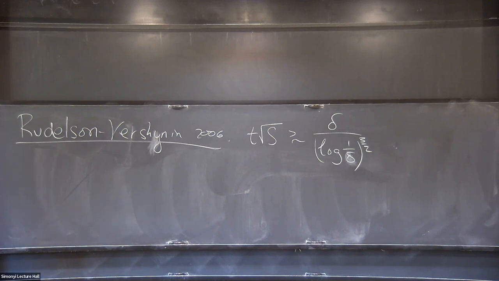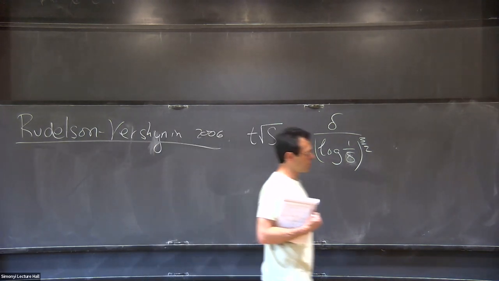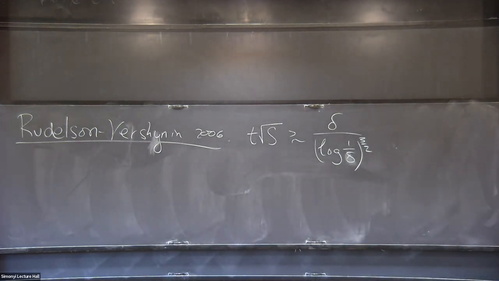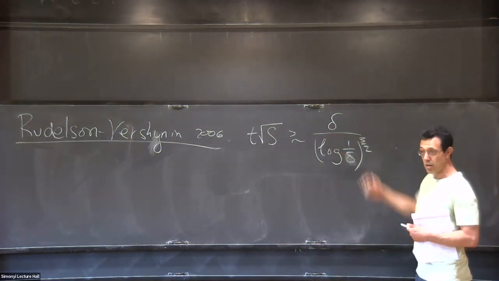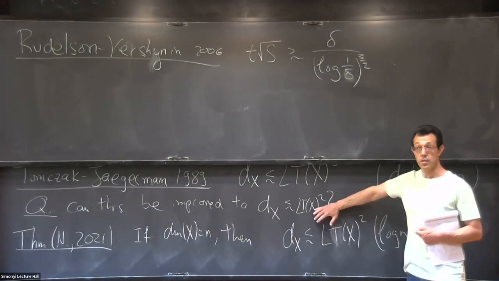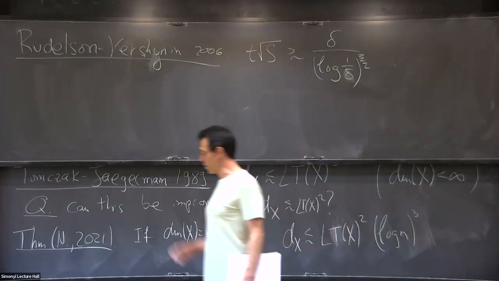So first of all, maybe it's true. And if it's true, and the log was the only reason for the logarithm, that would finish this classical thing. This would get rid of any dependence. The minute you get the constant times delta, get rid of the log and you prove this thing, that would be a genuinely different proof of the initial theorem.